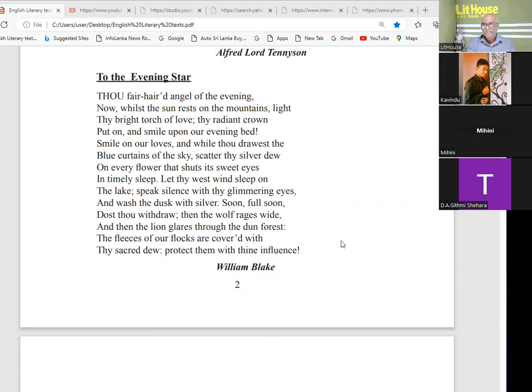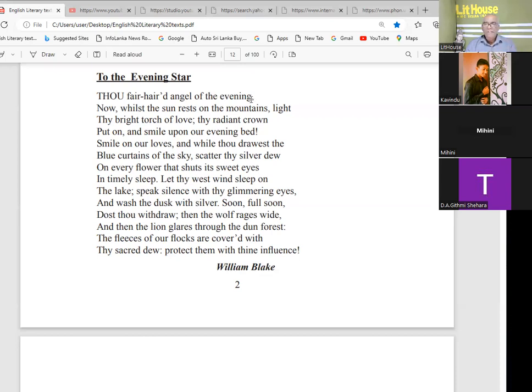Now let's read it. Please follow me in this reading, because there are certain places you have to stop. Mark them down. Otherwise, you will never get the real meaning of this sonnet. Follow me, read it loudly. Thou fair-haired angel of the evening. Now you see, there is a pause here, a little stop, a comma. Pay your attention to punctuation when you are reading.